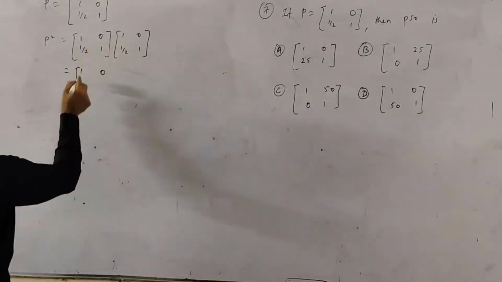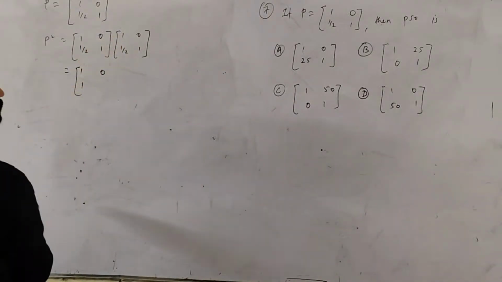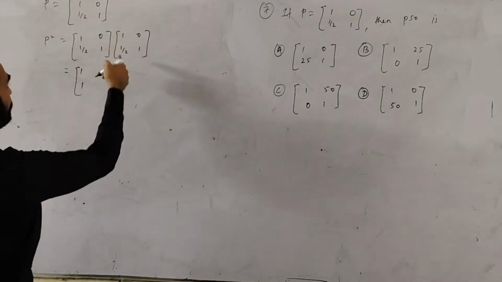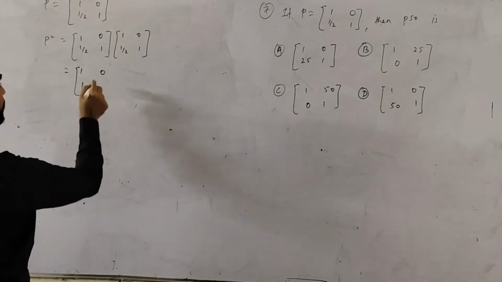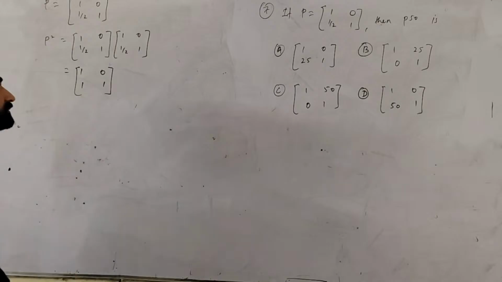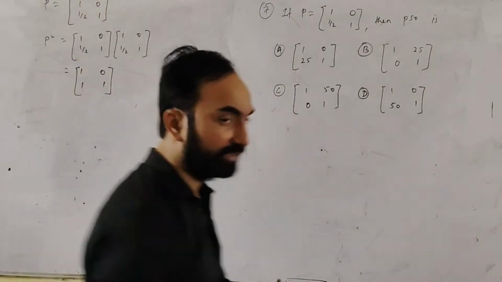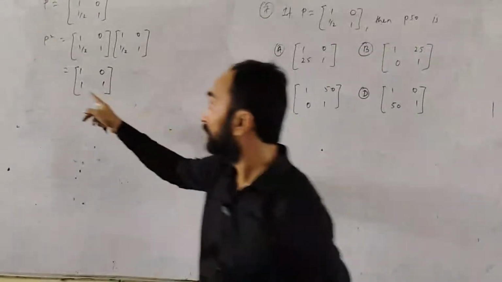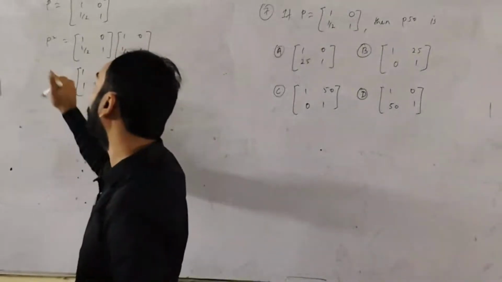Then 0 into half is half plus half. Half plus half is coming 1. And then half into 0, 0. And then 1 into 1 is 1. So this comes out to be P square. P square is coming as 1, 0, 1 and 1.